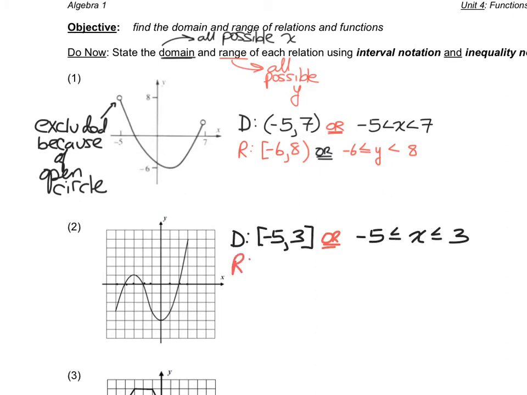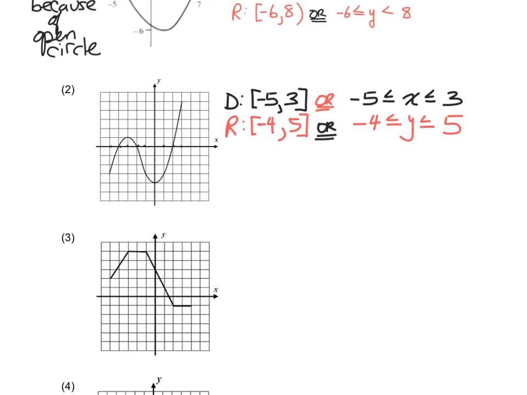For the range, what's my lowest y? Is that going to be a square bracket or parentheses? Square. And what's my highest y value? 5. Same deal. All right. So, inequality notation, what am I looking at? All right, so same structure as the domain, just involving y instead of x.